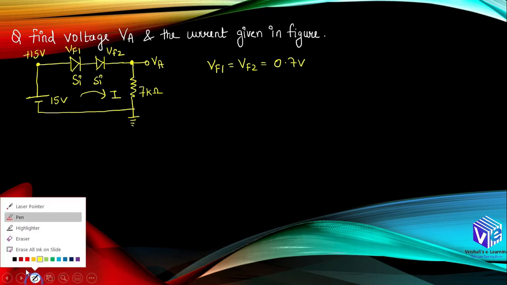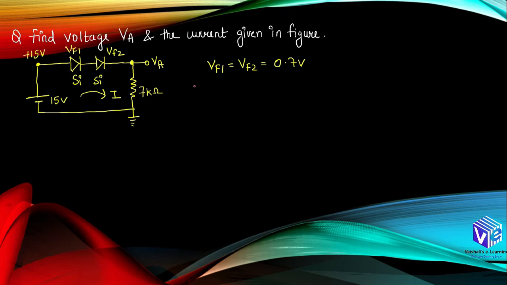Now how can I represent the KVL over here? Applying KVL in this circuit, we will be having VA. VA we have to find out. VA will be equal to VS minus VF1 minus VF2. Or otherwise, how can I find out VA? When I find out the current, I can multiply the current with 7 kilo ohm, and this is how also we can find out the VA, right? Either from this direction or from this direction we can find out the VA, right?